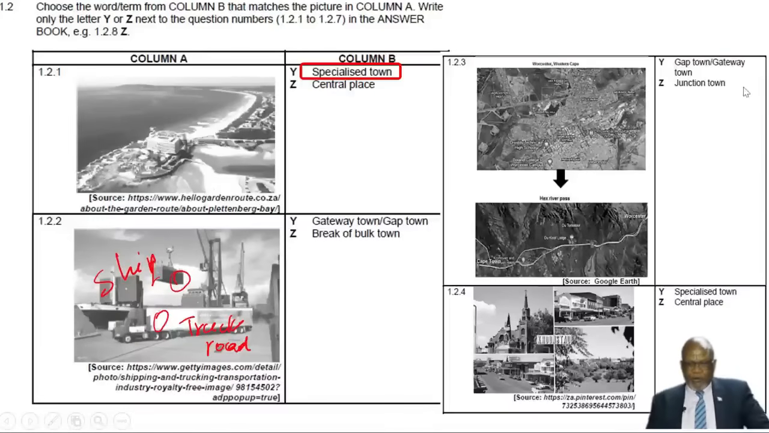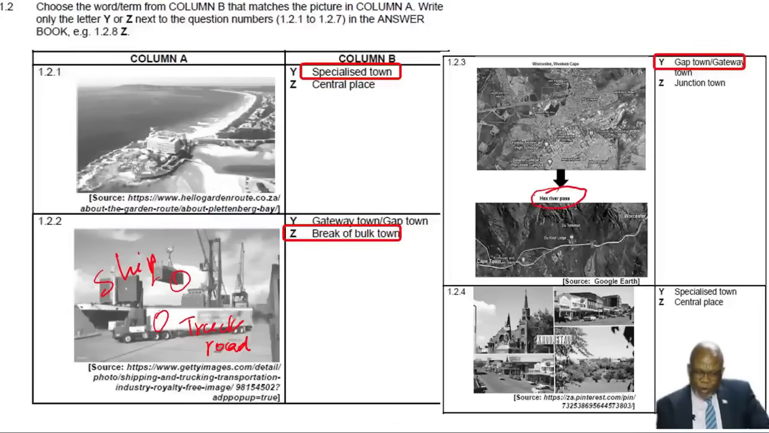And then what we have here, gap town or Cape Town. So what is this town here? I can see there is Hex River Pass. A pass is a gap through the mountain. This is not a junction town because I don't see a lot of roads intersecting with each other. We said the other one is a break of bulk point, and this one is a gap town. It cannot be a junction town. It's a gap because we have here what we call the Hex River Pass, a pass, which would be the gap in the mountain there.